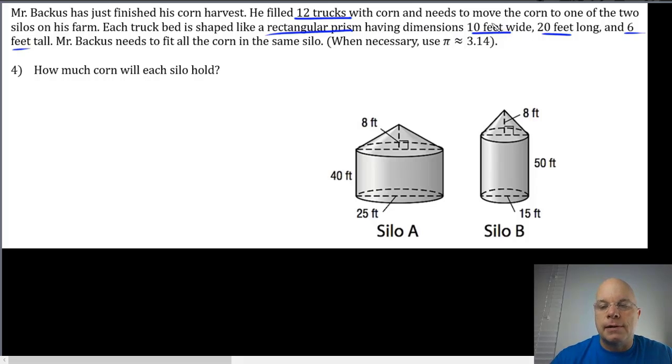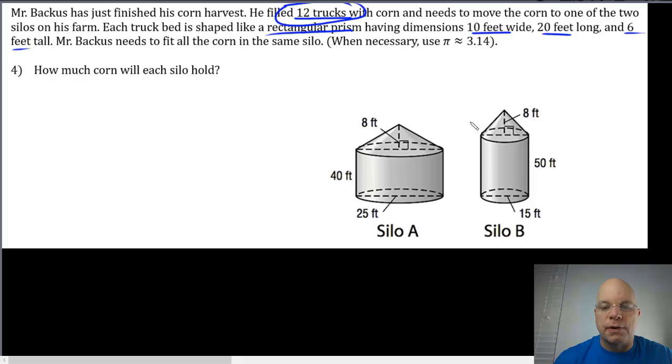And you can find the volume of the truck by finding the volume of the rectangular prism with the dimensions given here. And then don't forget that you have 12 of those trucks. You'll need to multiply that volume by 12 to get the total volume. That total volume of corn will only fit in one of these 2 silos.